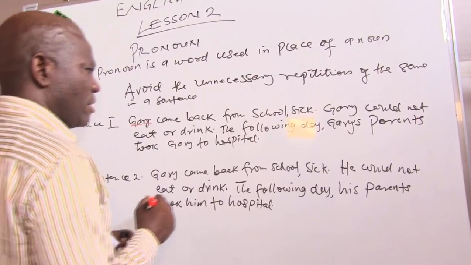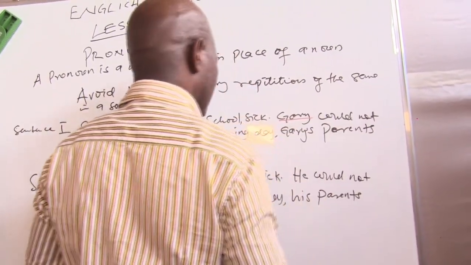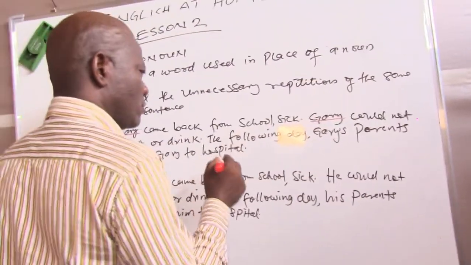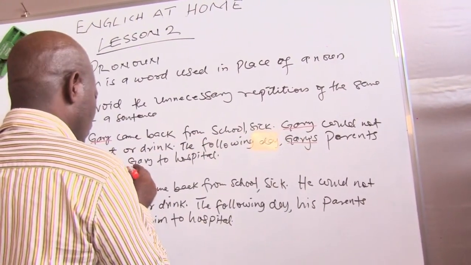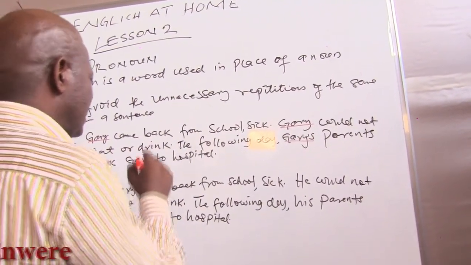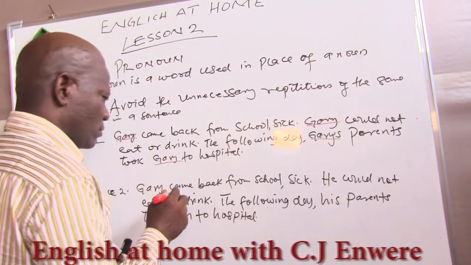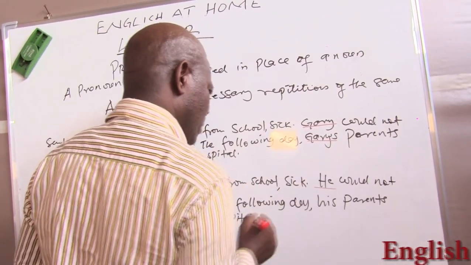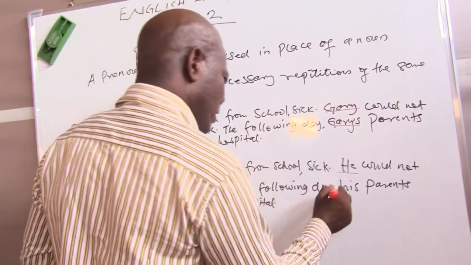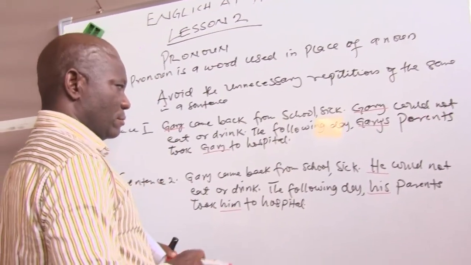Gary came back from school sick. Gary could not eat or drink. The following day, Gary's parents took Gary. So I'm trying to underline the same noun, that is Gary. The sentence number 2. Gary came back from school sick. He could not eat or drink. The following day, his parents took him to hospital.